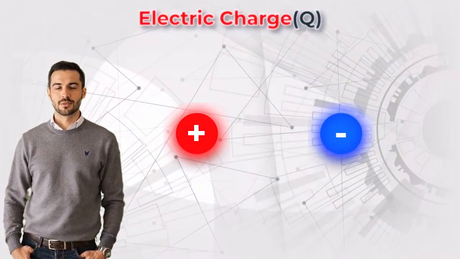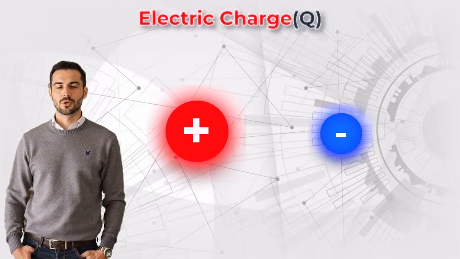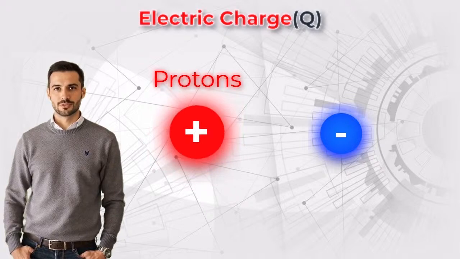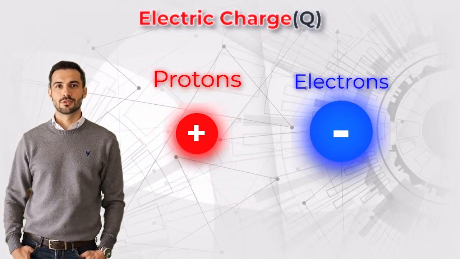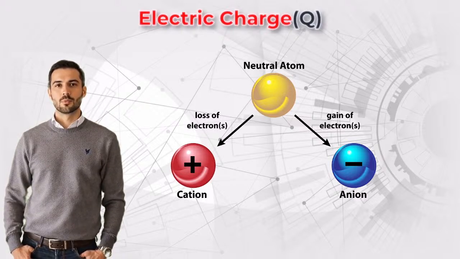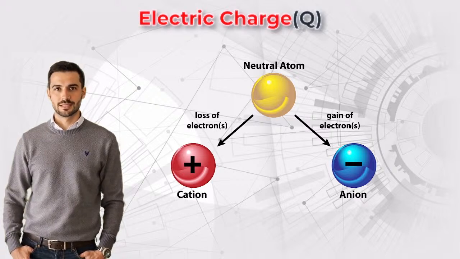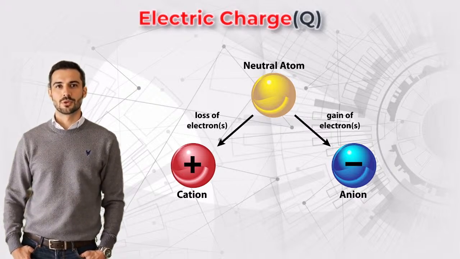We will start by gaining an understanding of electric charge. Electric charge is a fundamental property of matter, and it comes in two types: positive charge, associated with protons, negative charge, associated with electrons. When electrons move or transfer from one object to another, an imbalance in charges occurs, leading to what we call electric charge.